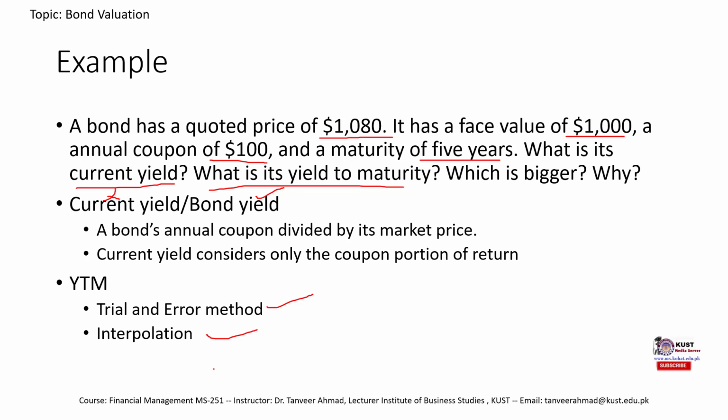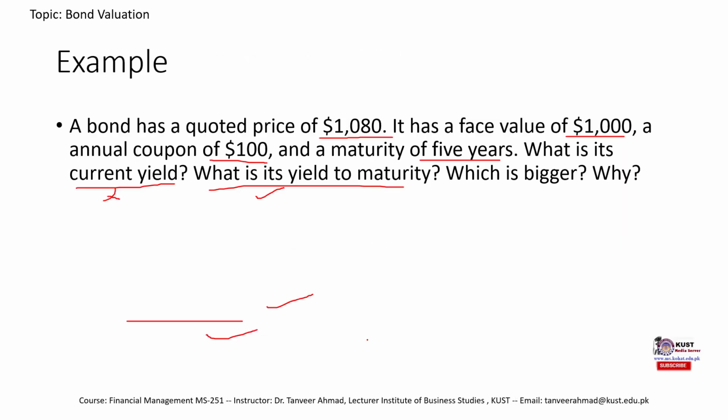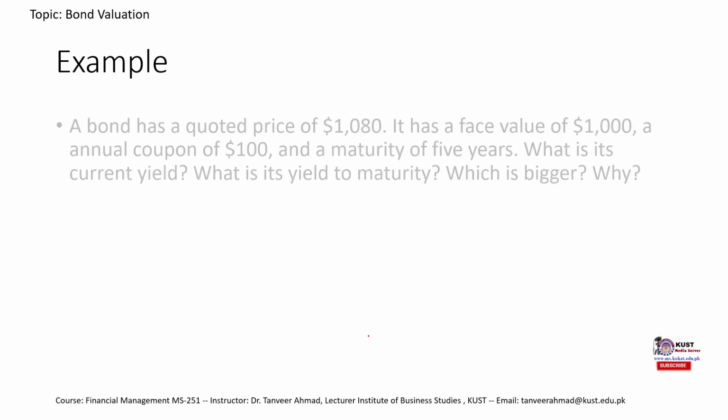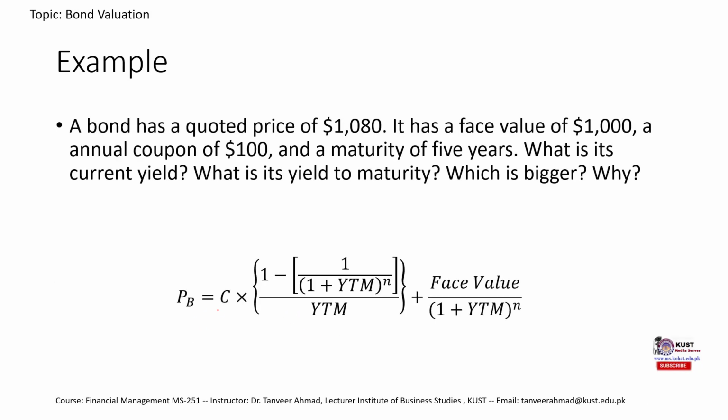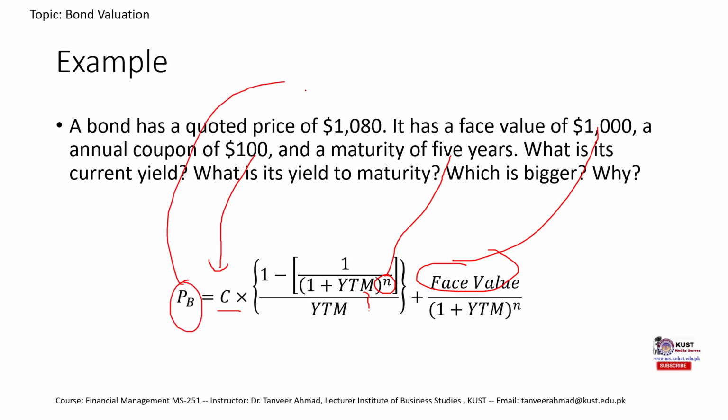So what do we do in the trial and error method? This is our formula to calculate the bond price. In this specific example, we have the value of C, which is 100. We do not know what is YTM. We know what is N. We know the face value and we know the price of the bond. So the price of the bond is 1,080. The N is 5, the face value is 1,000, the C is 100. We are left with this YTM.